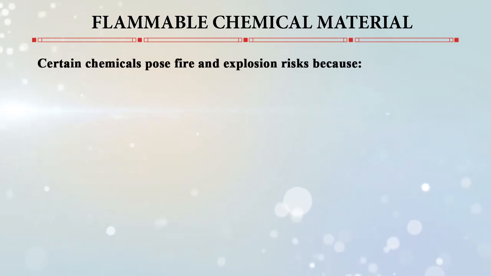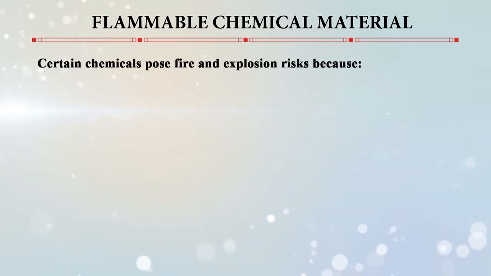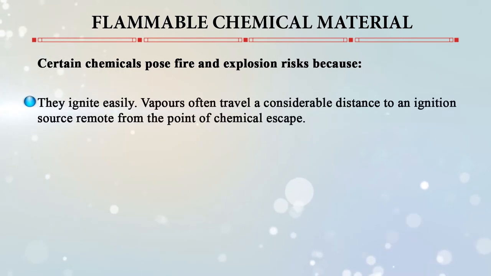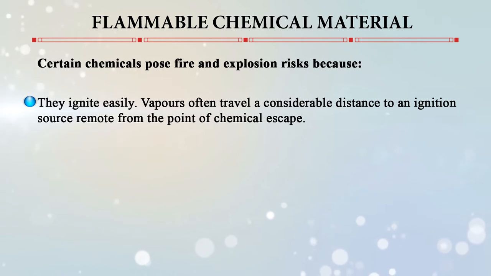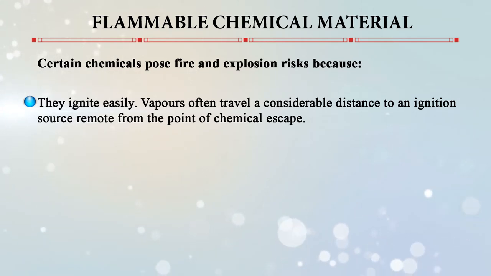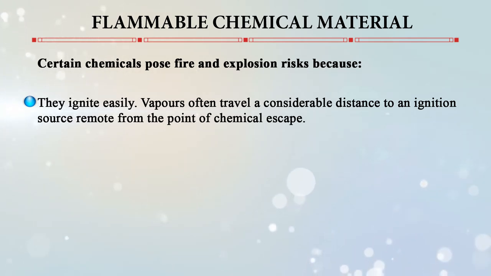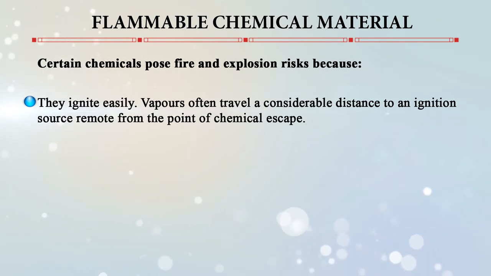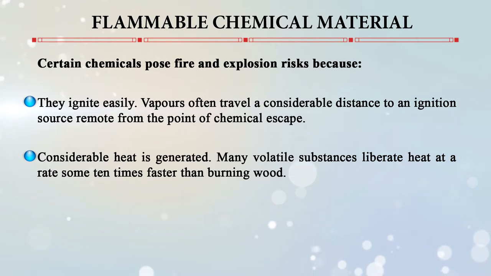So first we have to see what exactly the flammable chemical materials are. Certain chemicals definitely have fire as well as explosion risks, because they ignite easily and their vapors frequently travel a considerable distance to an ignition source remote from the point of chemical escape. Considerable heat is generated in this process.